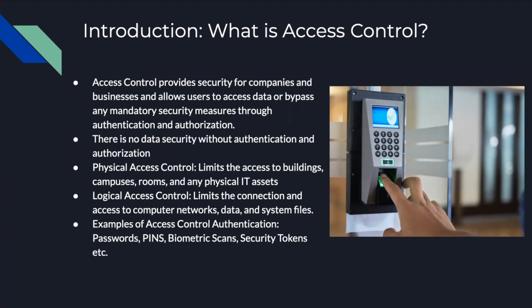So the physical access control limits the access to buildings, campuses, rooms, and any physical IT assets, while the logical access control limits the connection and access to computer networks, data, and system files. Some examples that you might recognize in real life could be passwords, PINs, biometric scans, security tokens, and much more.